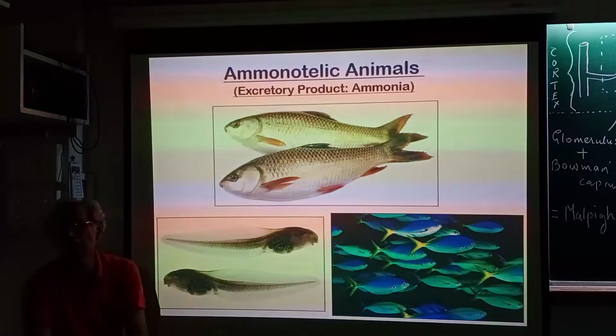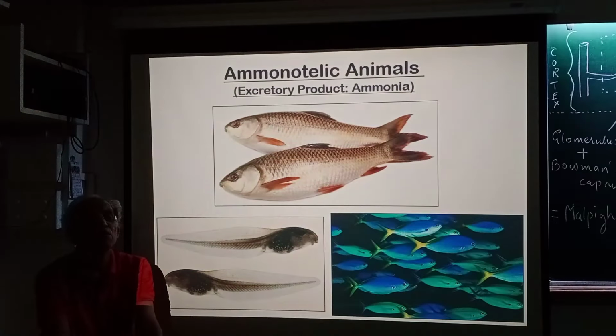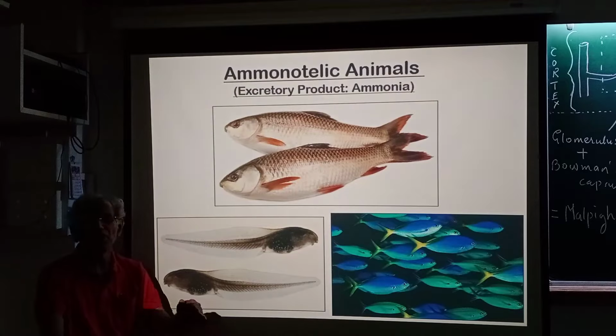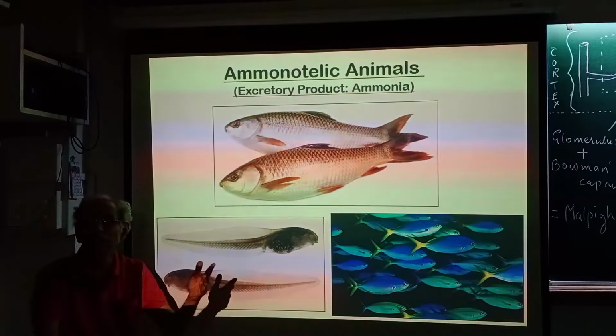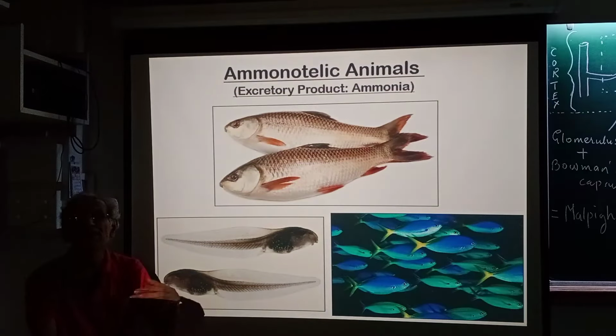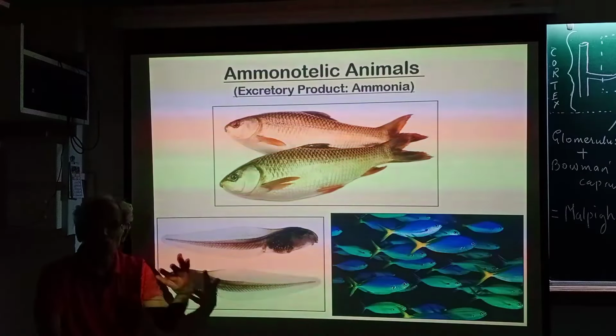Now we start understanding those three modes of excretion. In the earlier session, it was told to you there is ammonotelism, where ammonia is the excretory product. Then there is ureotelism, where urea is the excretory product, and there is uricotelism, where uric acid is the excretory product, and there is guanotelism also.